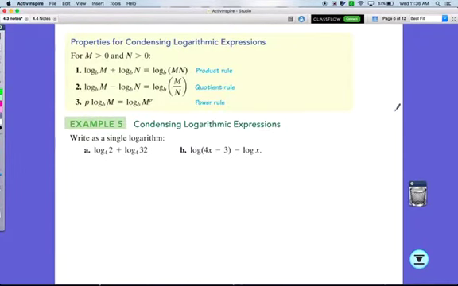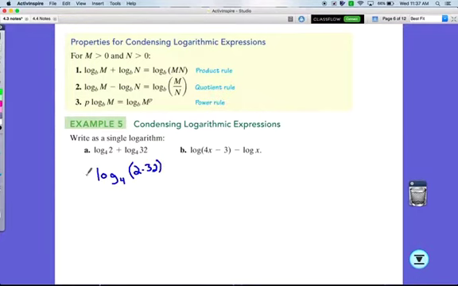Now the opposite of expanding is condensing. If you see addition on the outside, that becomes multiplication on the inside. Subtraction on the outside, division on the inside. You got a number in front, it becomes an exponent. All right, so we can write these as a single logarithm. We have addition, so we can rewrite this as log base 4, and on the inside we can make that 2 times 32.